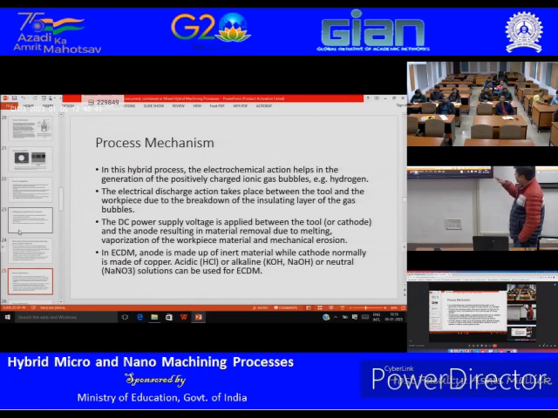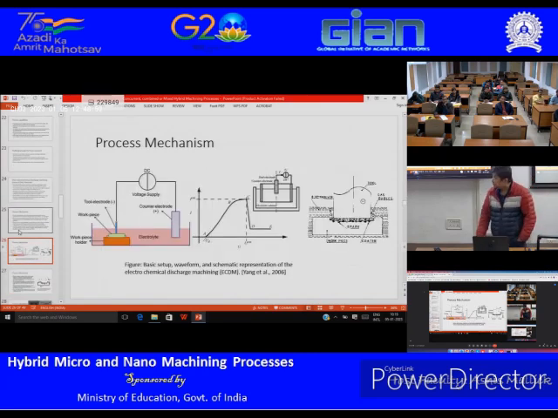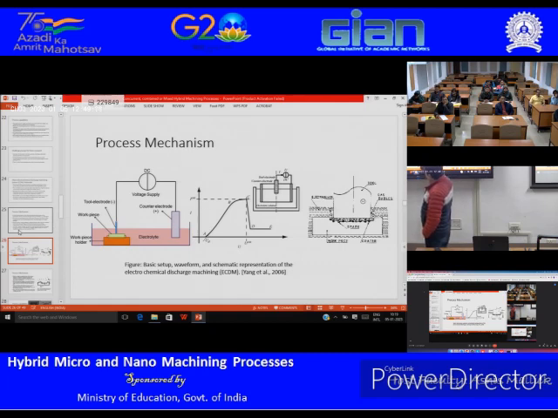Then in the ECDM process, the anode is made up of inert material, whereas the cathode is normally made up of copper, and you can use either an acidic, alkaline, or neutral solution for ECDM. Now let's look at here. So exactly what he showed yesterday: you have the tool electrode, negative. You have the workpiece. Then you have another counter electrode. You saw he put a counter electrode to the side, and then you have the electrolyte.